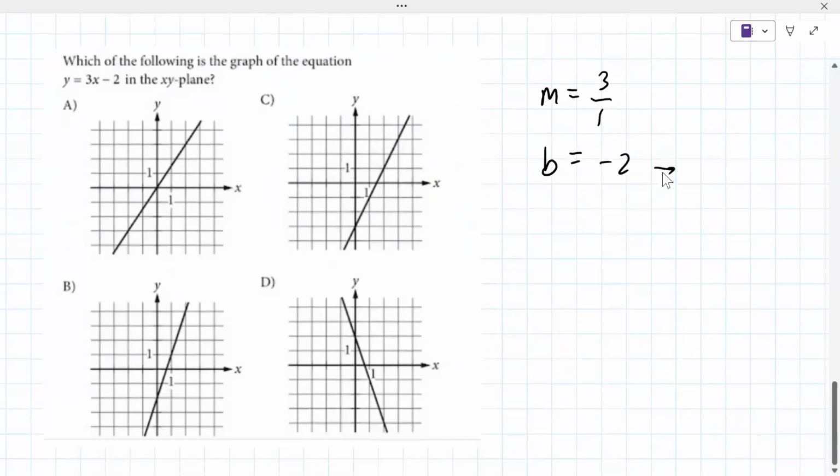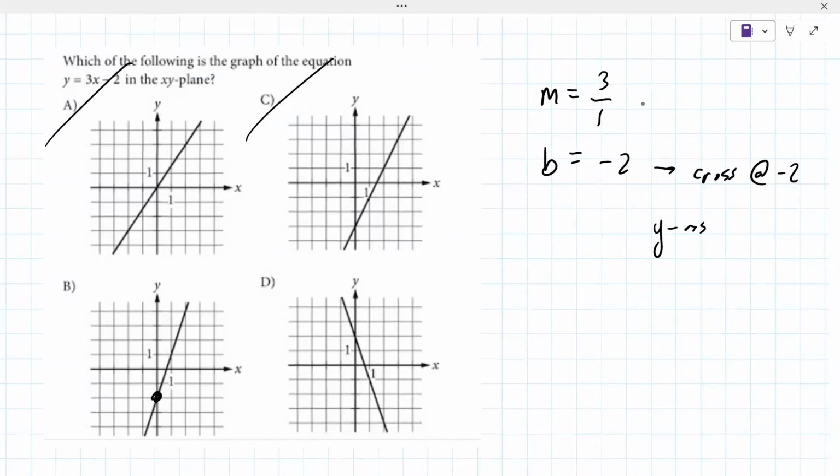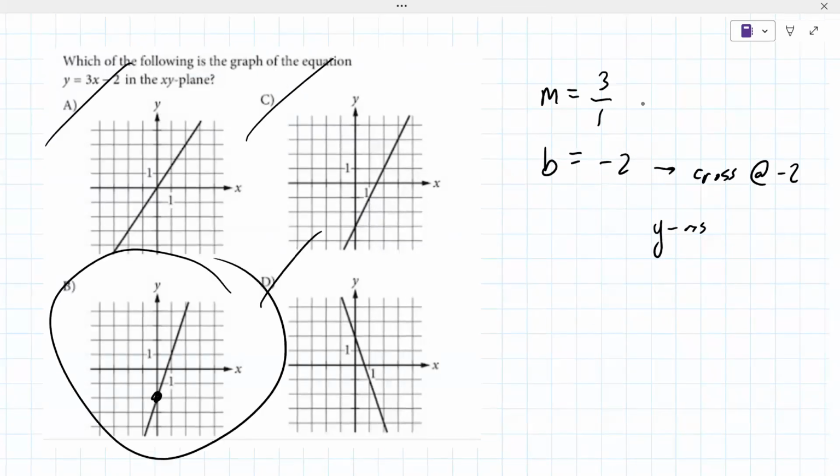So which of these graphs cross the y-axis at -2? Or which ones don't? That one crosses there at -2, and none of the others do. So that's the answer without doing any more work.